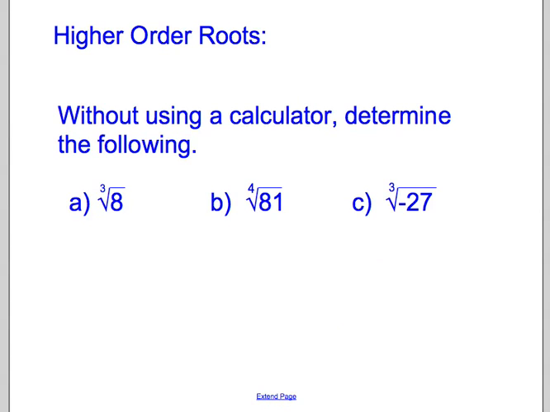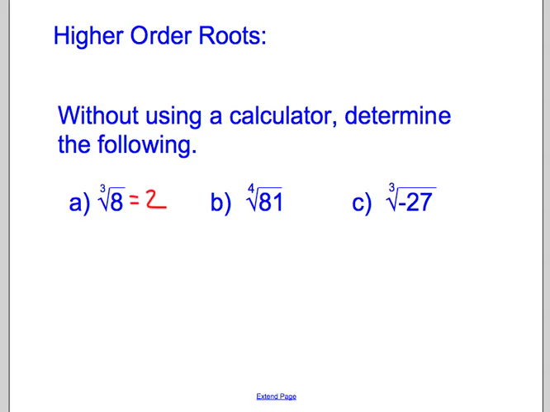Here, without using a calculator, determine the following. The cubed root of 8 is 2. Can that be negative 2 is my question for you. Let's look. Negative 2 times negative 2 times negative 2 would give you a negative 8. So that is the only solution for that one, is 2.